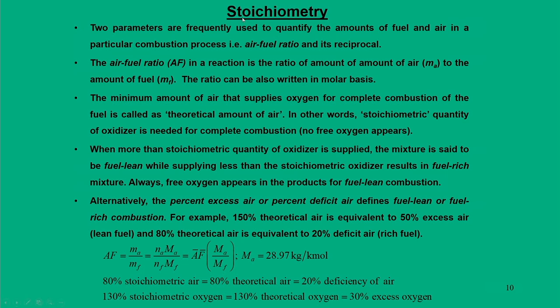For that reason, two parameters pop up: the air fuel ratio and the fuel air ratio. Air fuel ratio in a chemical reaction is the ratio of the amount of air to the amount of fuel. This ratio can be written either on a mass basis or on a molar basis. The minimum amount of air that supplies oxygen for complete combustion of the fuel is known as the theoretical amount of air, which is the same as the stoichiometric quantity of air, or stoichiometric quantity of oxidizer, needed for complete combustion.